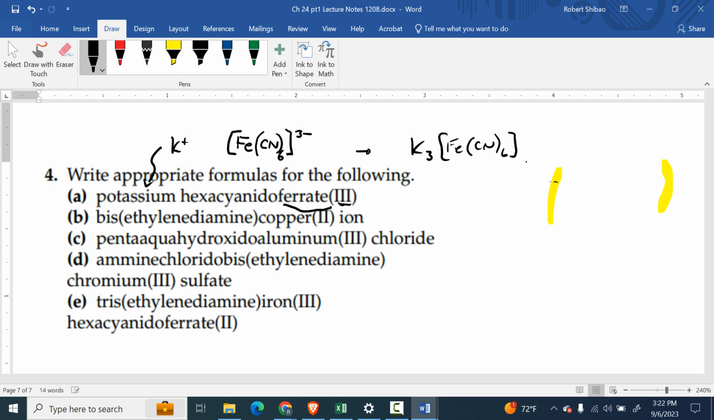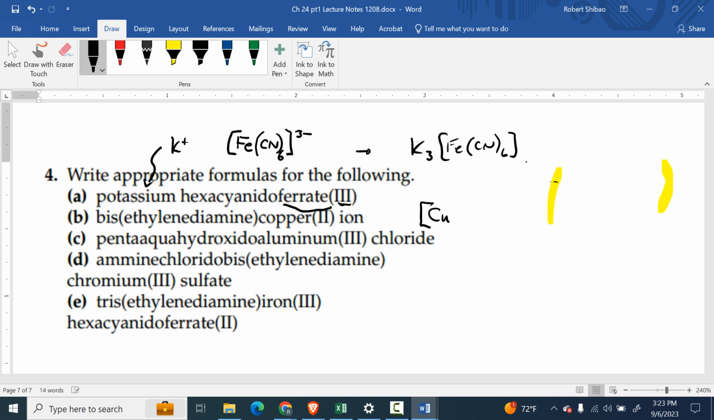All right. We'll go on to the next one. Bis-ethylene diamine copper 2 ion. So this is not cuprate. If this were cuprate, it would be an anion. Since it's a copper 2 ion, it's got to be a cation. So let's go ahead and write the formula for this. What comes first, the metal or the ligands in the formula? So the metal came last in the name, therefore it's going to come first in the formula. So copper is just Cu.